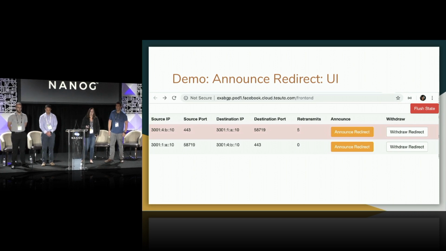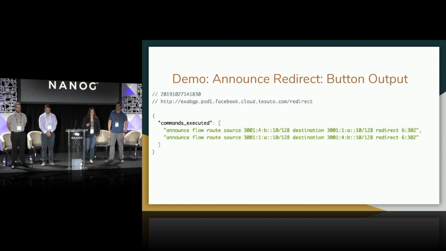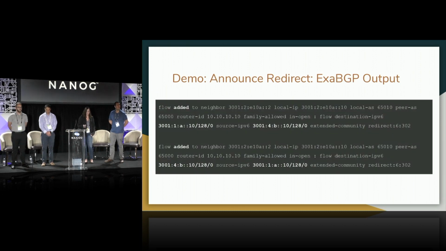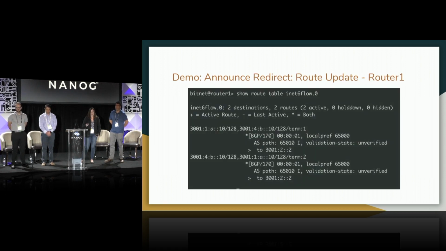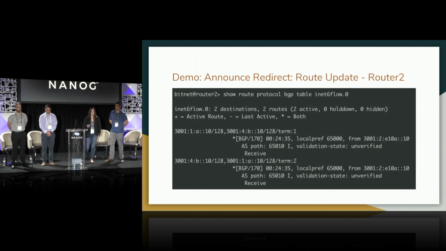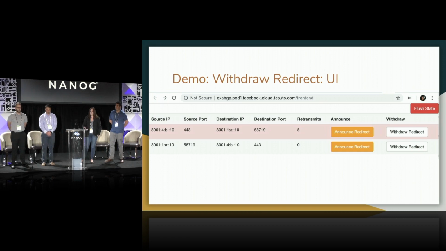So if you were to click that announce redirect button, you would get these commands executed to the exabgp process. And then if you were looking at the exabgp process output, you could see the flow added messages. And on router 1, you could see the new routes in the flow table. Same on router 2.